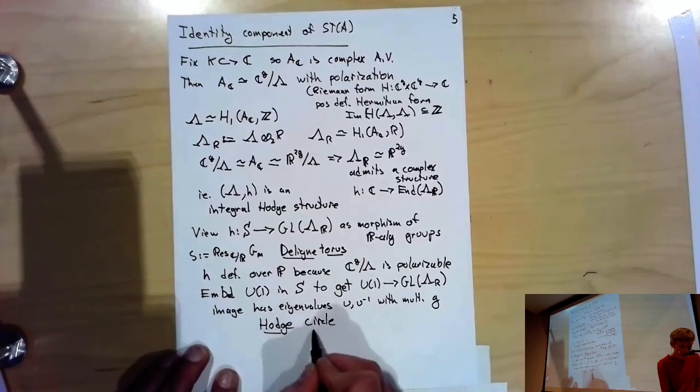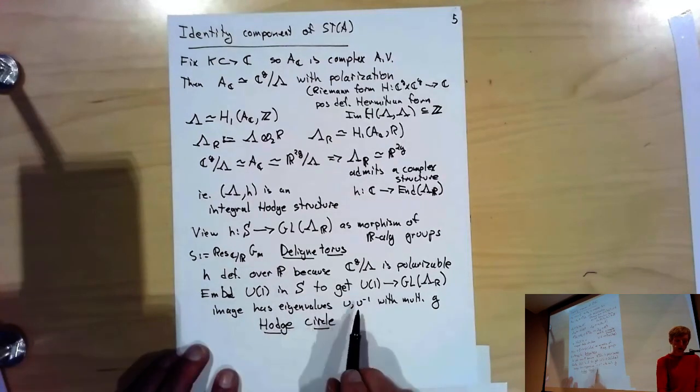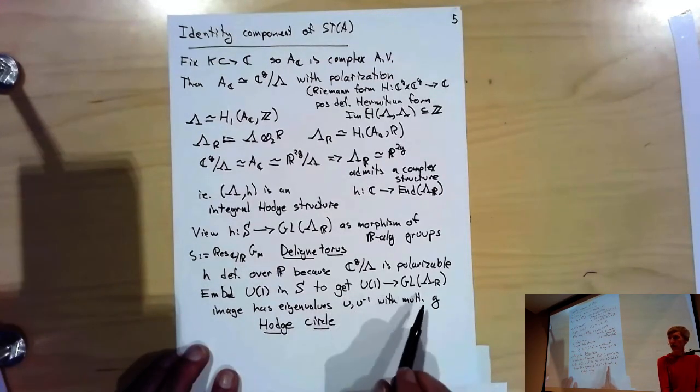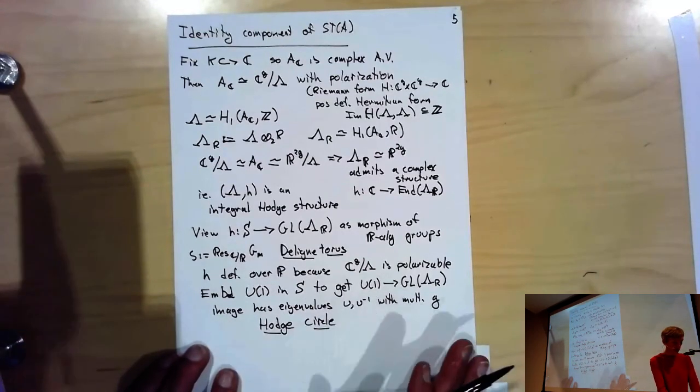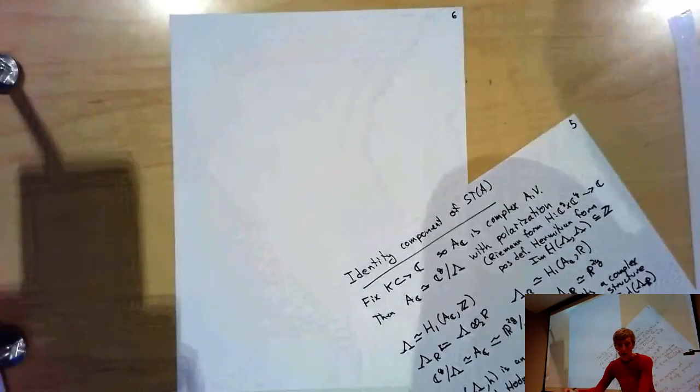And in more general settings, the eigenvalues we get and the multiplicity they have is going to depend on the Hodge numbers. But for our abelian variety case, life is very simple, so we don't need to think about that too hard. Okay.